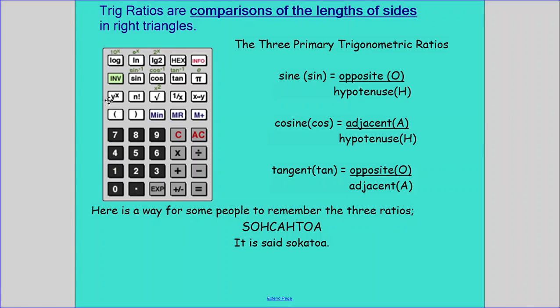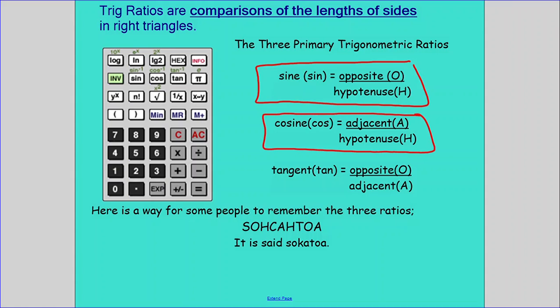So these trig ratios are comparisons of the length of sides in right triangles. A trig ratio just compares 2 side lengths, and all of these work in right triangle situations. There are 3 primary trig ratios, and hopefully you'll have them memorized or be able to recall them easily. We've got our sine trig ratio, opposite over hypotenuse. We have our cosine trig ratio, adjacent over hypotenuse, and we have our tan trig ratio, opposite over adjacent.